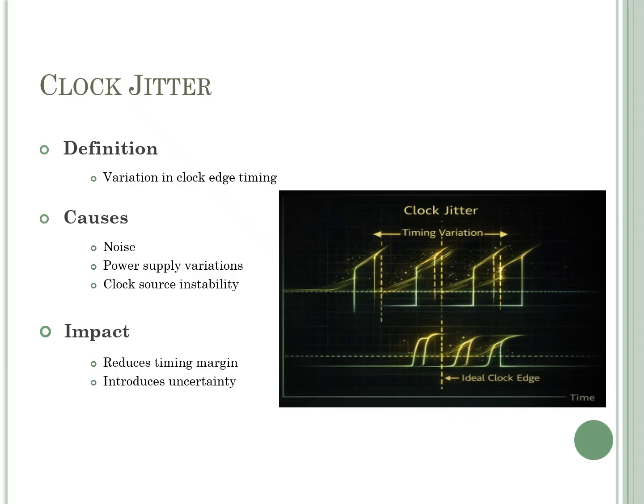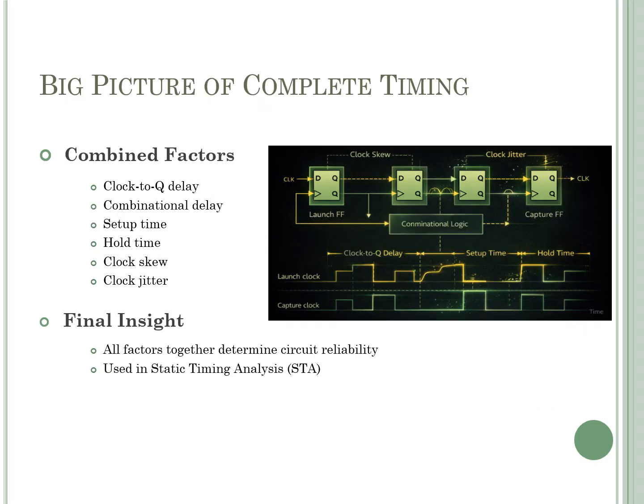Let's connect everything. Combinational delay is fixed, clock skew is the shift between flip-flops, and clock jitter is instability in the clock itself. All together they affect timing reliability. Clock skew shifts the clock, clock jitter shakes the clock. In a real chip, engineers work hard to reduce jitter: they use stable clock sources, filter noise, and design a robust power supply, because jitter directly affects the reliability of the chip.